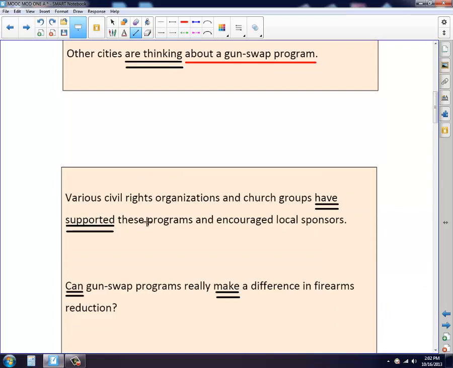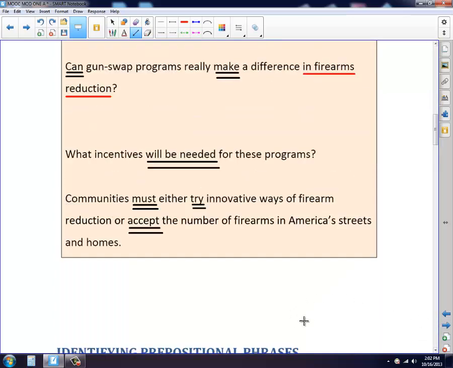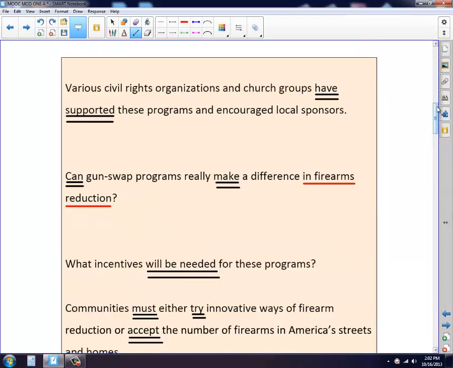Various civil rights organizations and church groups have supported these programs and encouraged local sponsors. Where's the prepositional phrase? There is none. Can gun swap programs really make a difference in firearms reduction? In firearms reduction is the prepositional phrase. What incentives will be needed for these programs? For these programs is the prepositional phrase.